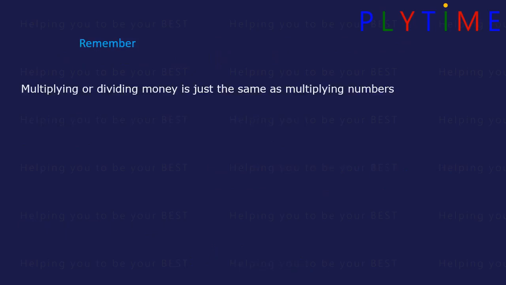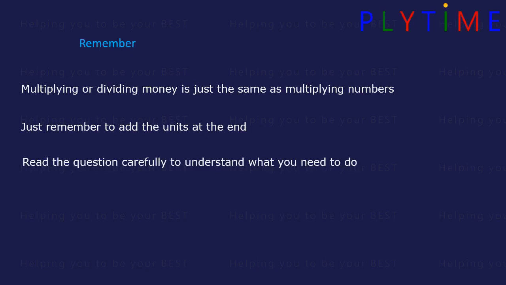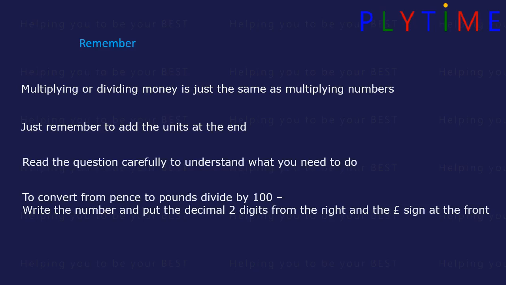Remember, multiplying or dividing money is just the same as multiplying or dividing numbers. Just remember to add the units at the end. Read the question carefully to understand what you need to do. And to convert from pence to pounds, you divide by 100. We write the number, put the decimal 2 digits from the right and the pound sign at the front.